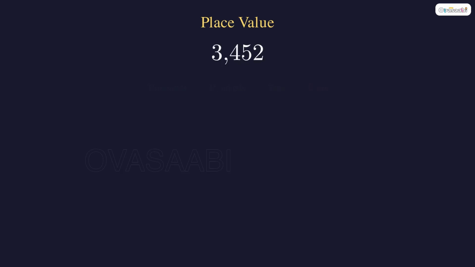Every digit has a place value. In 3452, the 3 means 3000s, the 4 means 400s. Position matters.